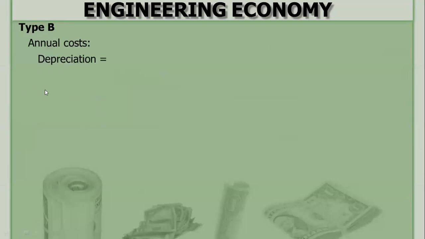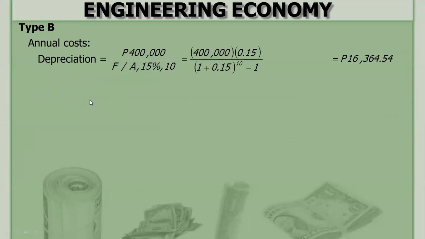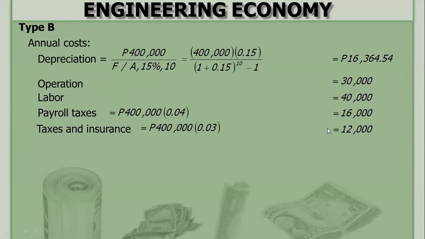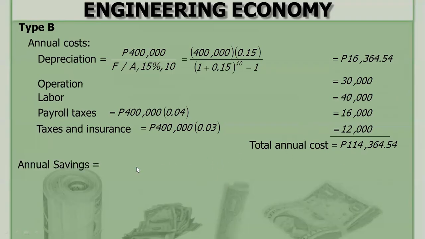Now for type B, annual cost, depreciation 400,000. The operation, you can find in the problem. Labor, payroll, so you add them, the total cost for type B is 114,000. So there are savings because the annual cost of A is bigger than B.